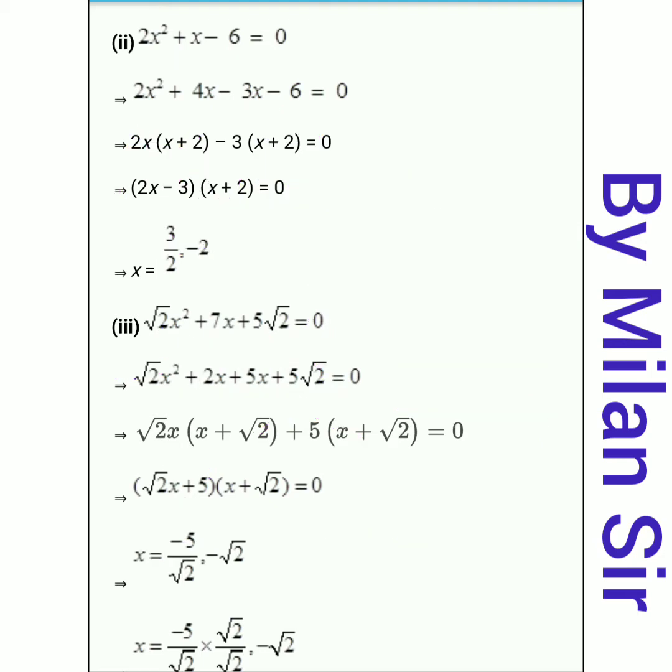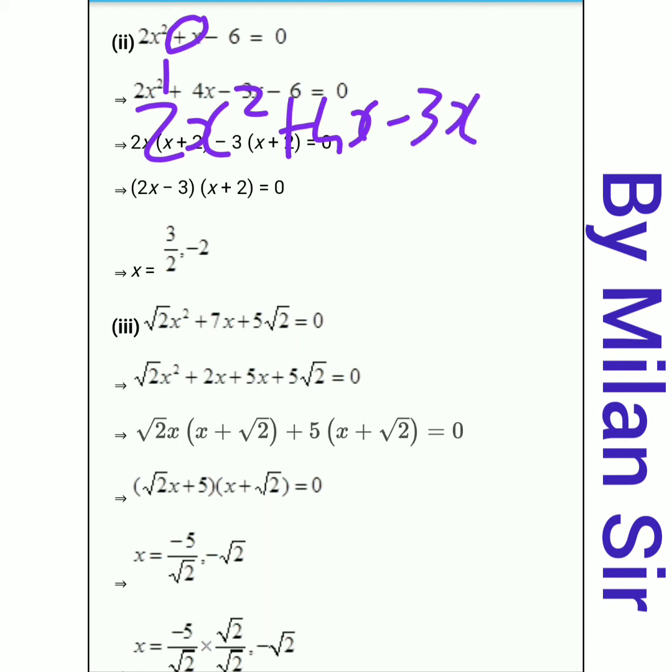Okay, so here 2x², first term as it is. Now in place of the middle term, we need to split into two terms, +4x - 3x, and our last term as it is, -6 = 0.